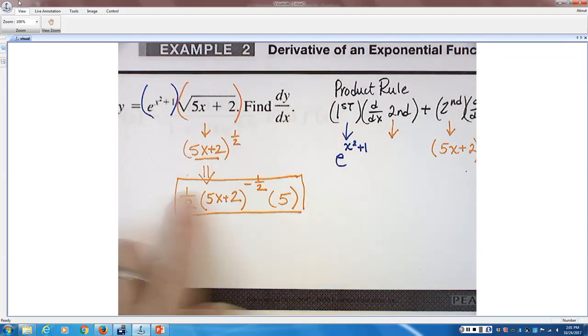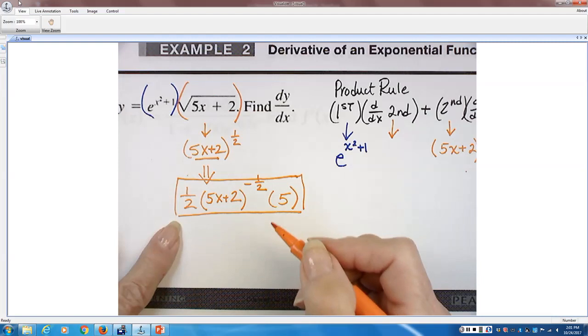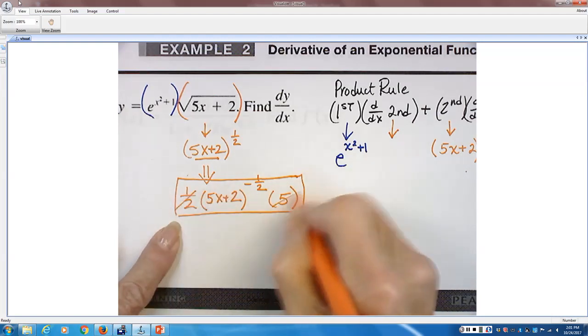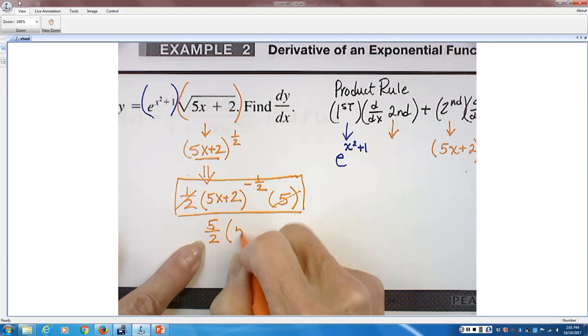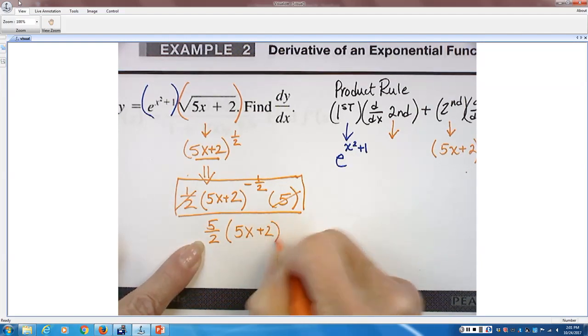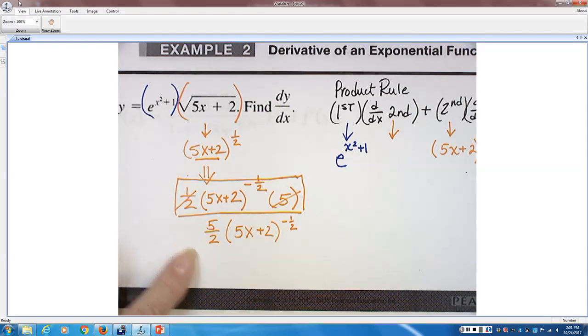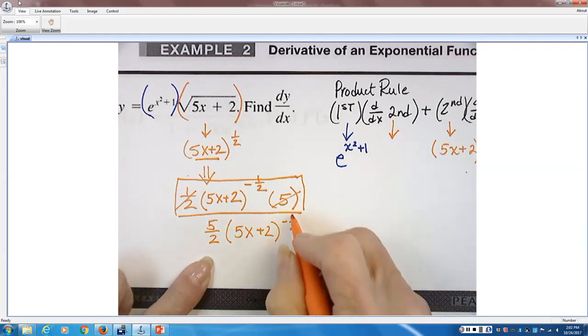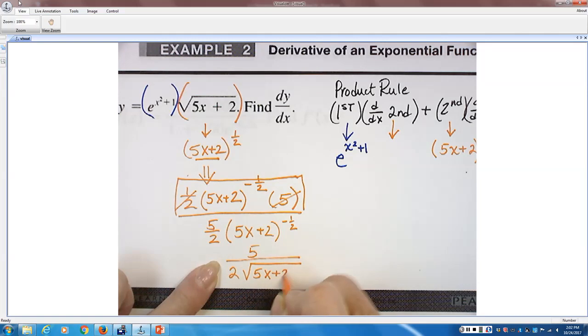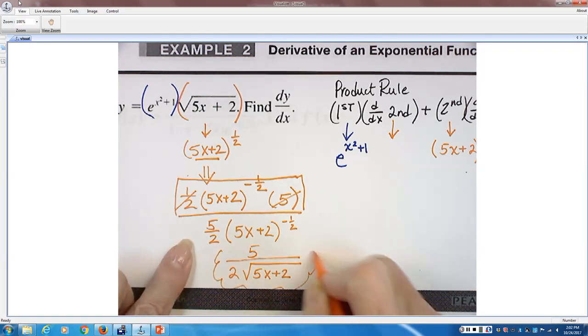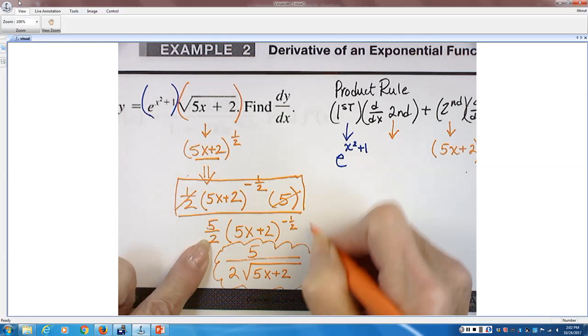Now, if you want to straighten it up a little bit, you can do that because you know that 1/2 times 5 is 5 over 2 times 5x plus 2 to the negative 1/2 power. Now, if you're absolutely determined to do anything else to it, then the only other thing you can do is move this down to the denominator and put it back under a radical. So that's acceptable, but so is this.